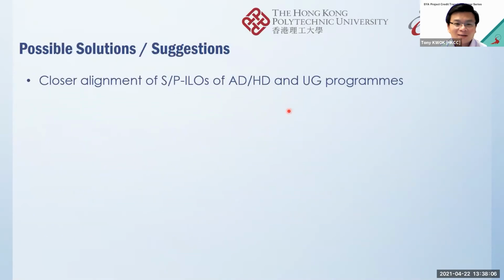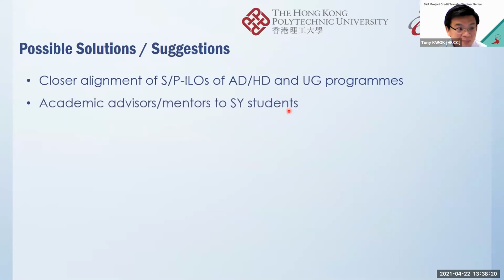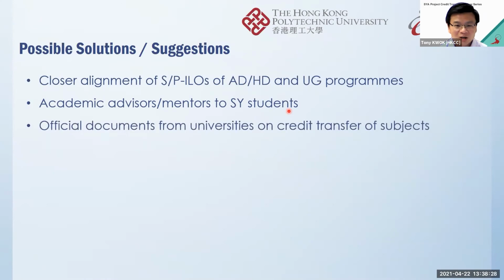Of course, we look at having a close alignment between our intended learning outcomes for the program from the AD or HD program, as well as the undergraduate degree program. Of course, we can assign academic advisors or mentors to senior year students to help them with credit transfer and give them advice, or student buddies. Of course, we look for official documents documenting all these credit transfer arrangements of subjects, as well as the requirements and mechanism.